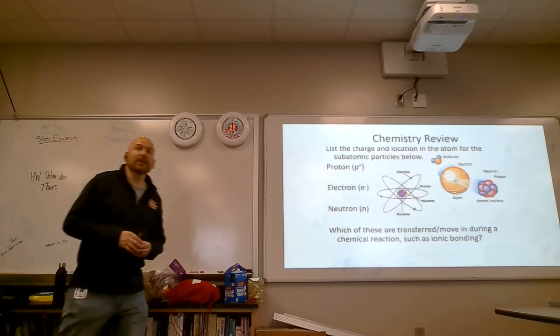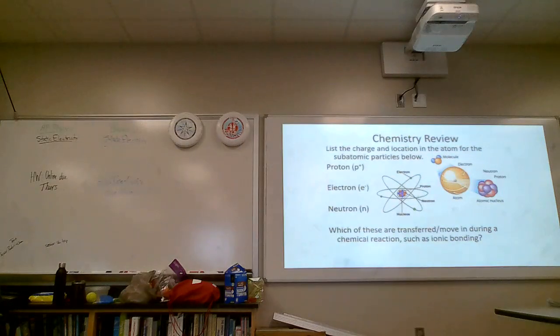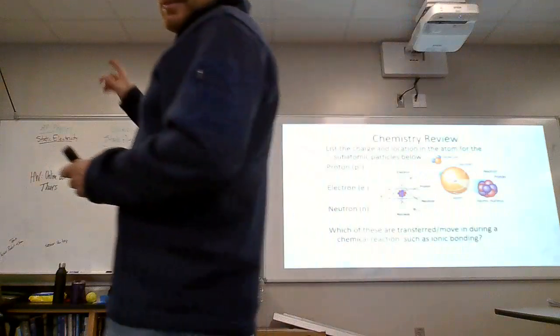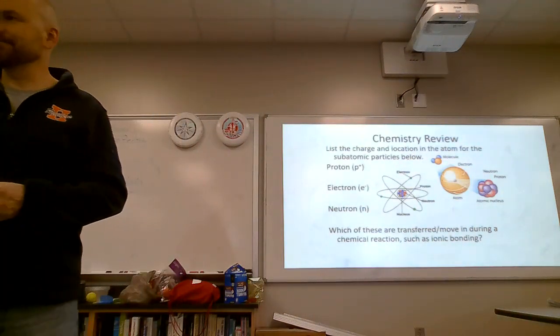All right, so a little chemistry review. What is found in the nucleus of an atom? Protons and neutrons. And where do we find electrons? Whirling around. Good with that? Okay.